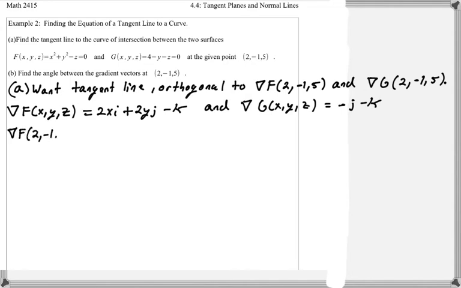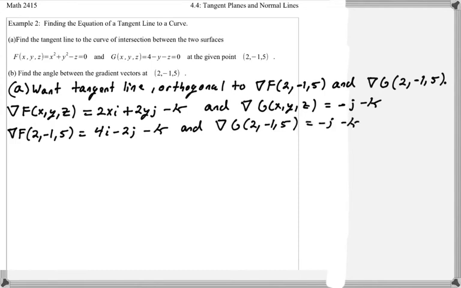So the gradient of f, evaluated at 2, -1, and 5, is going to be 4i minus 2j minus k. And the gradient of g, evaluated at 2, -1, and 5, is just going to be negative j minus k. Okay, so if we want this tangent line to be orthogonal to both those gradient vectors, what we can do is we need the direction vector.